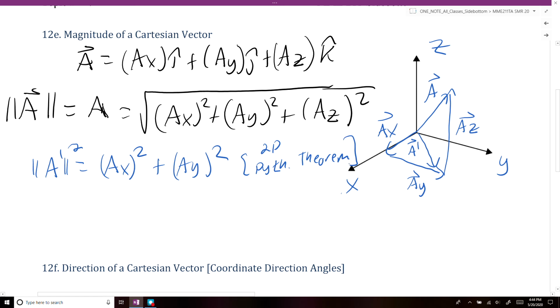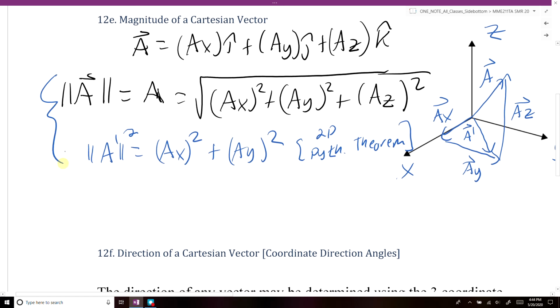All right, and so often this formula is called the square root of the sum of the squares, because that's exactly what it is. So you can use that formula to calculate the magnitude of any known vector.